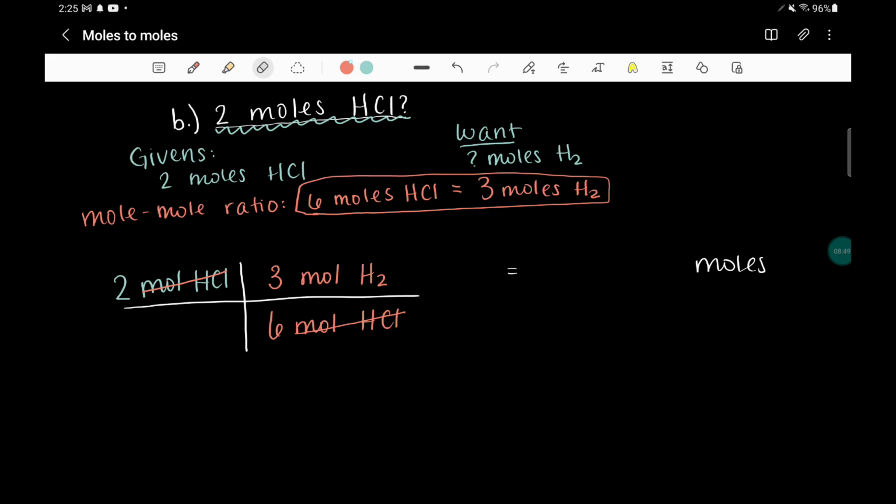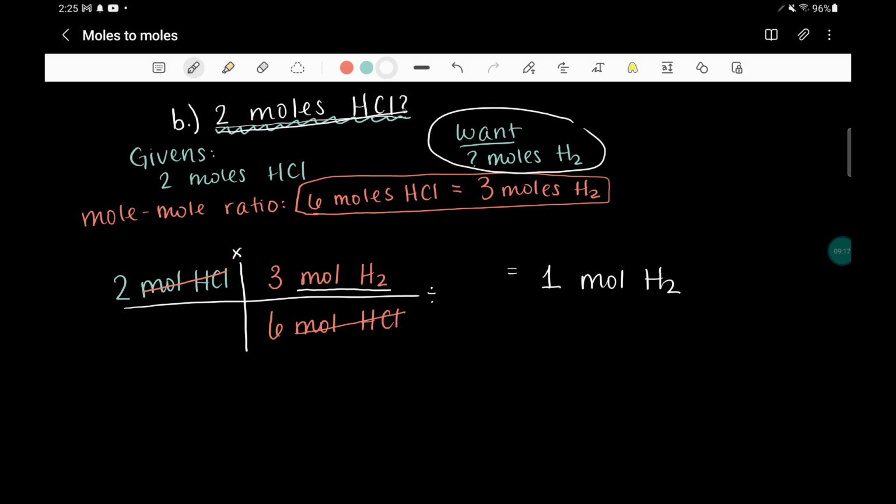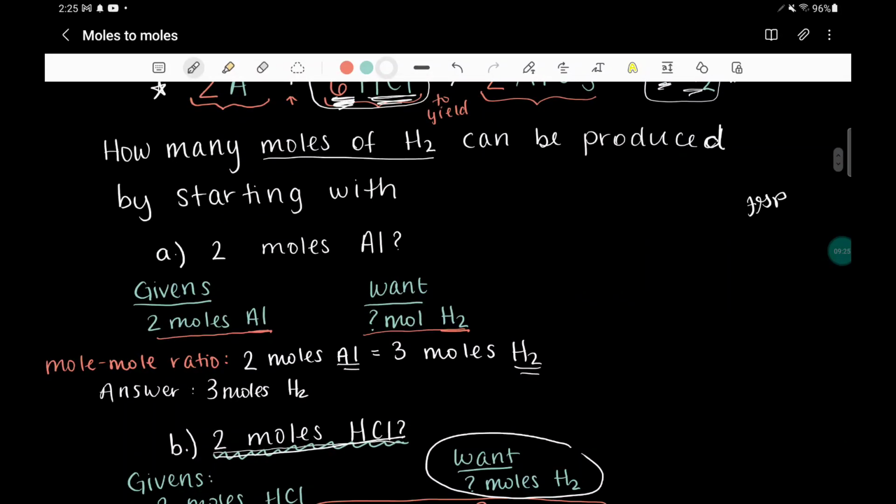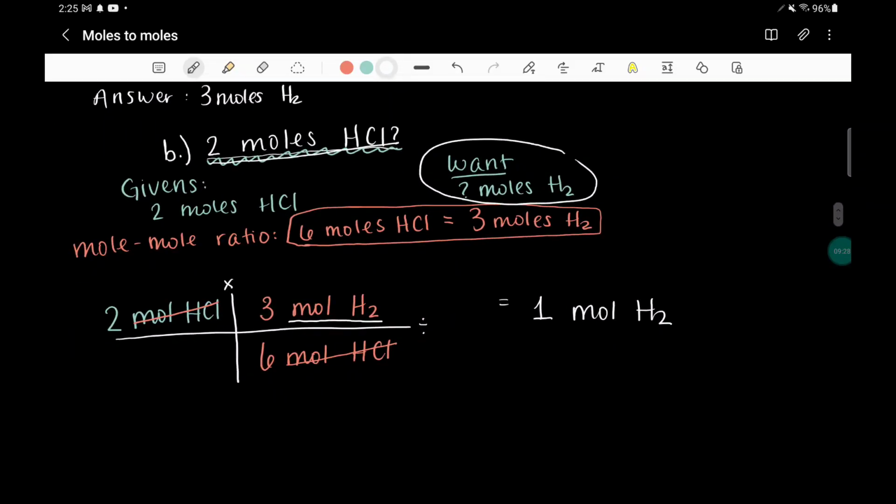And so now all we have to do is just this little bit of math. 2, remember cross means times, 3 is 6, divided by 6 is going to give us 1. That's too far away from me, so I'm going to delete this moles and move it over. 1 mole, and what is our final unit? Actually, moles of H2. So let's double check and make sure that's what we wanted. Wait, sorry, what we wanted was up here: how many moles of H2 can be produced by starting with 2 moles of HCl? We can produce 1 mole.